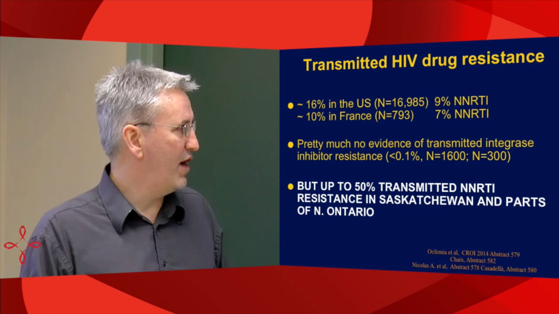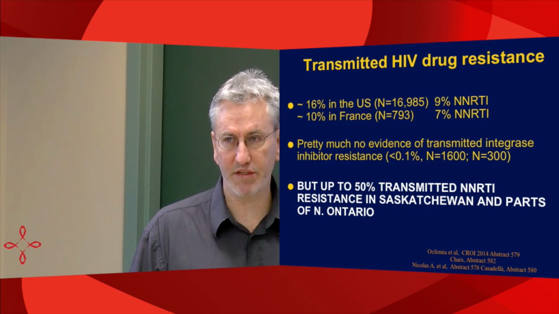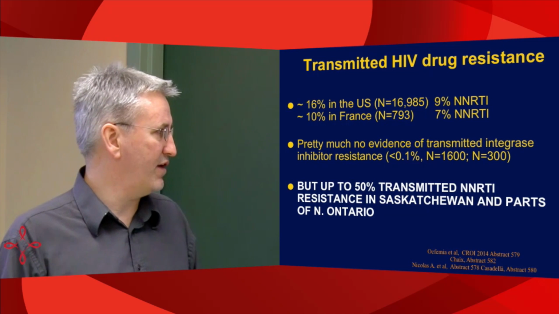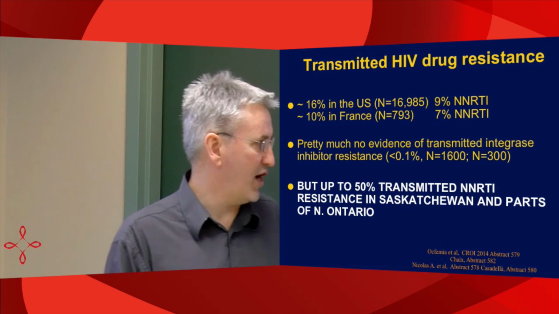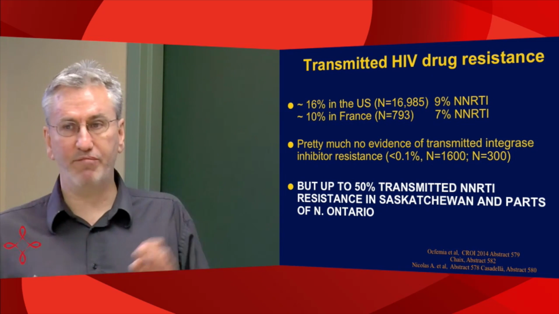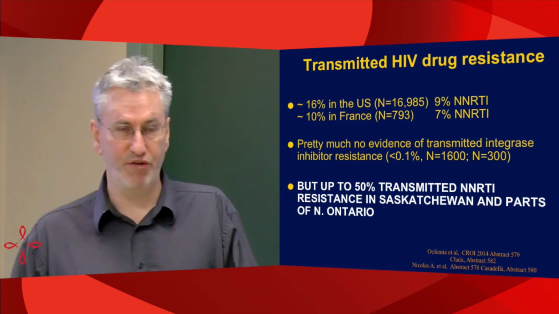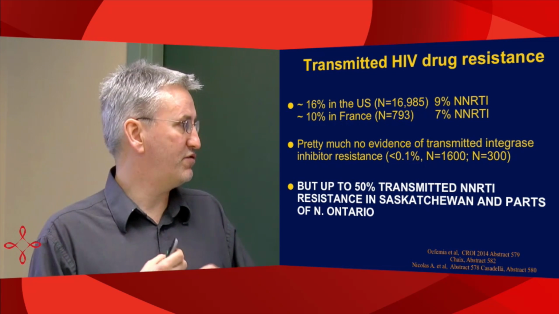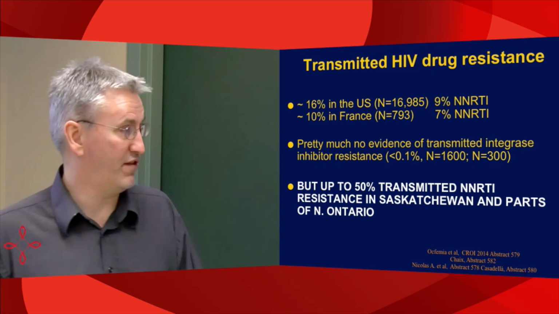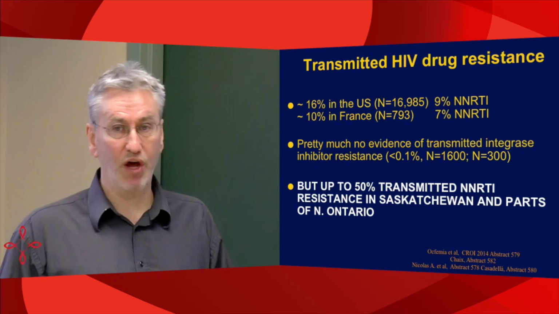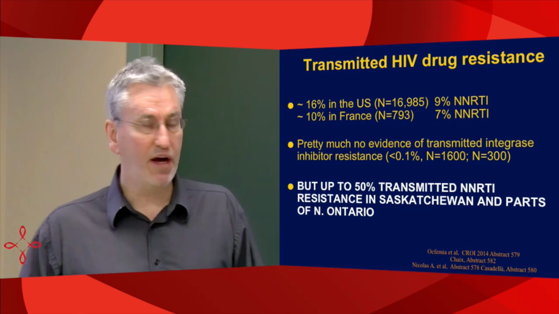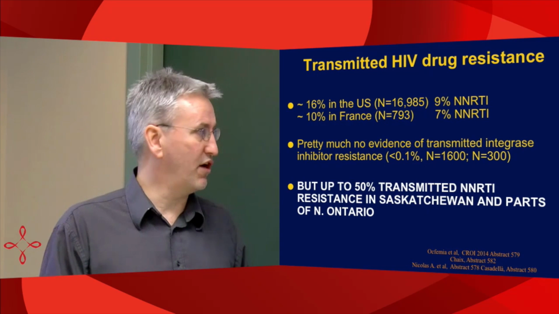And that's pretty much true. Although there's no transmitted integrase inhibitor resistance to speak of, we've noticed that in parts of Canada, in say Regina, for example, or in parts of northern Ontario, up to 50% of the newly infected population has transmitted NNRTI resistance before they start therapy. So this is a concern. We can blow up all of our drugs fairly quickly if we're not careful. And this is the first signs that this is actually starting to happen.